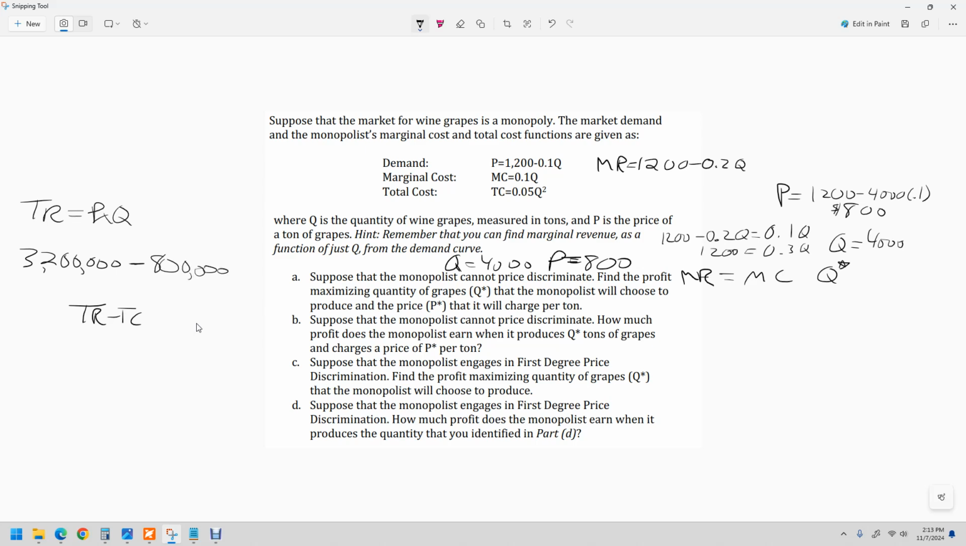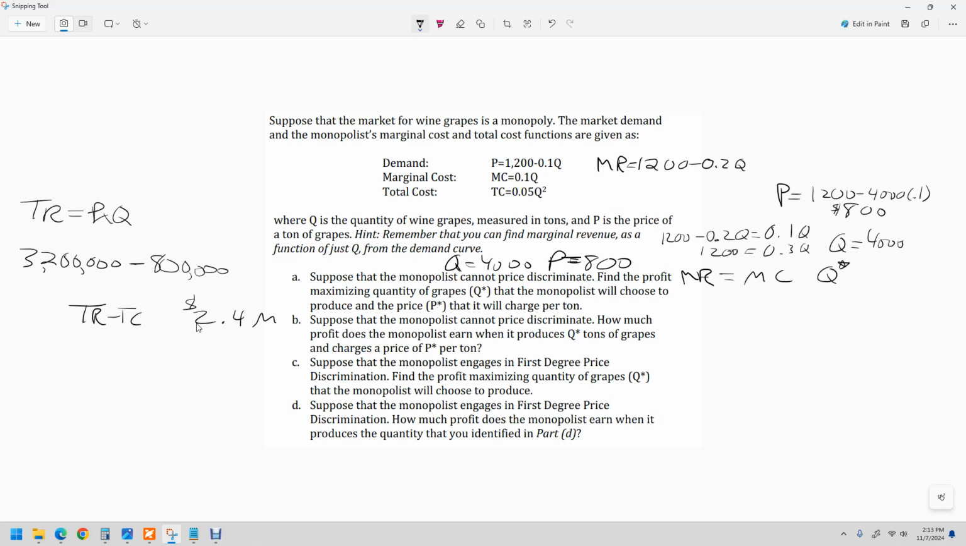Okay, so that would be 2.4 million. Are we doing dollars in this one? No, it doesn't say. Whatever the units of currency, the rupees, whatever.